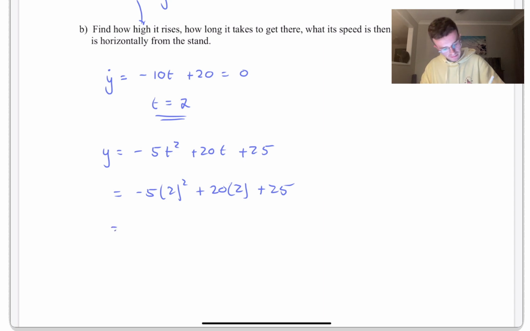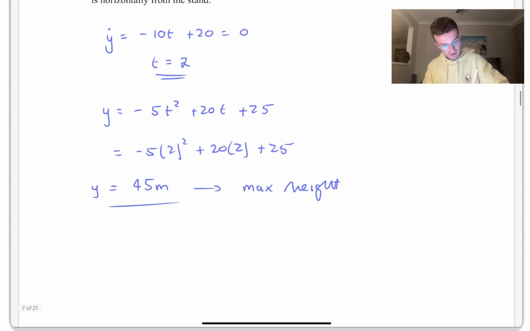And we get 45 meters. We want to know its speed at this point. So its speed, well, we've already said it has a y speed of 0. So the only part of the speed we have left is its horizontal speed, and that's just a constant. So that's max height, time of max height.